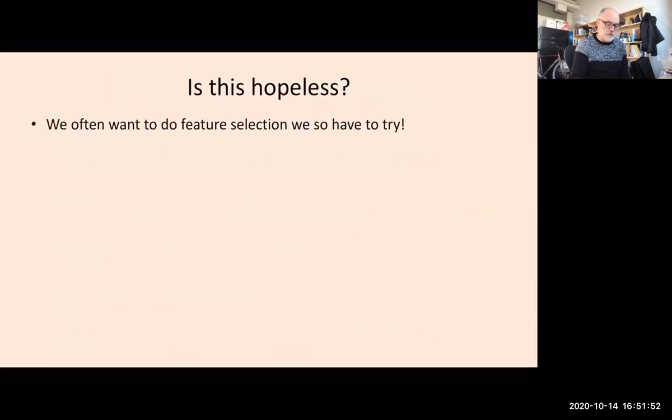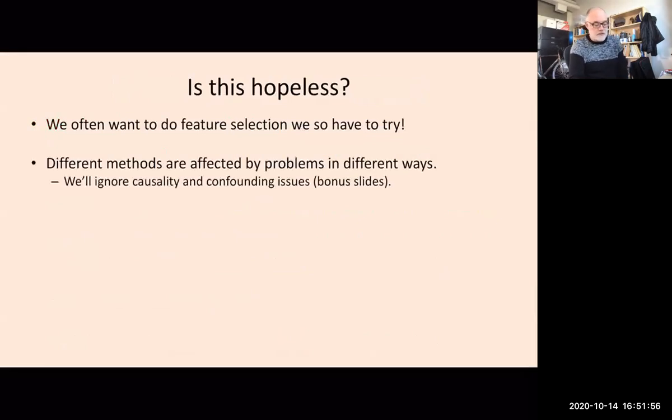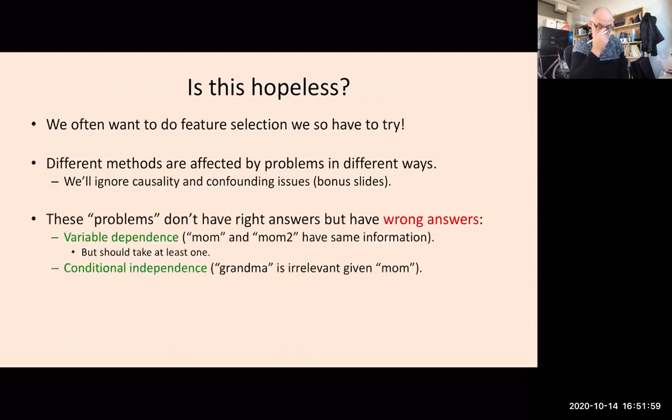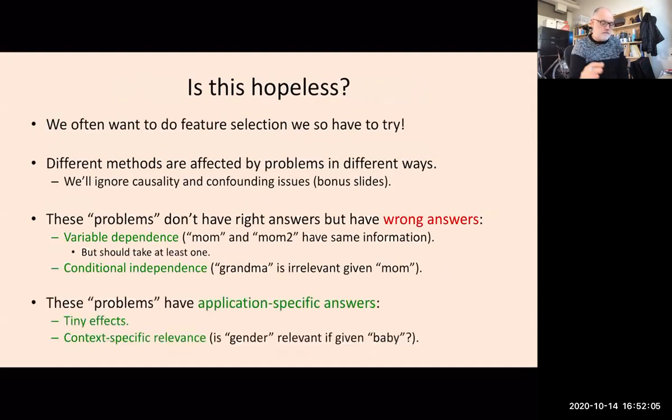So that's really important. So is it hopeless? Well, we have to do feature selection. Sometimes we've got to try different methods, which are affected by different problems in different ways, right? Some problems have wrong answers. They don't necessarily have right answers.